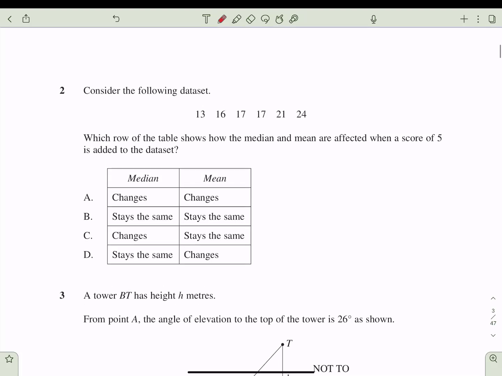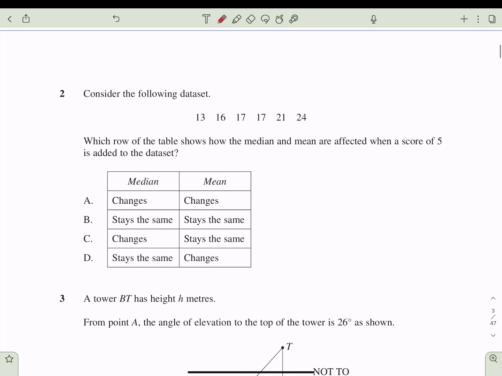Moving on to question 2. Consider the following data set. Which row of the table shows how the median and mean are affected when a score of 5 is added to the data set? So, before we begin, we're looking at the old data set here: 13, 16, 17, 17, 21, 24. Let's try to find the median first.